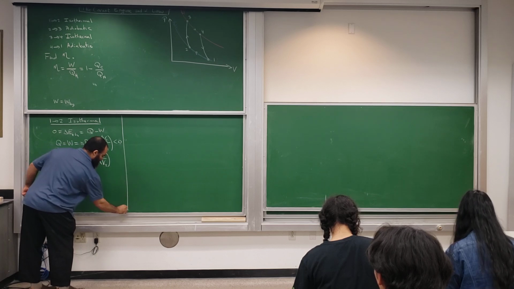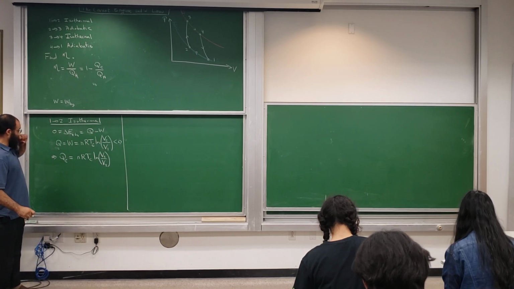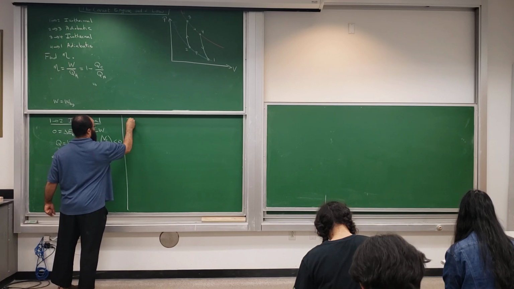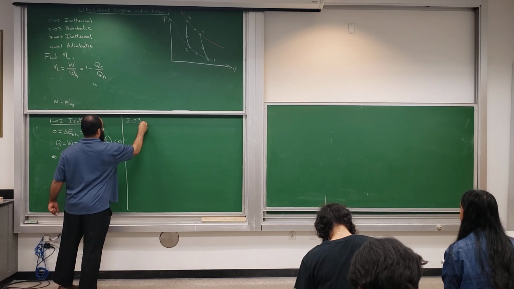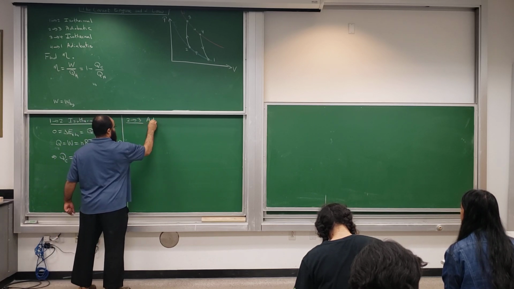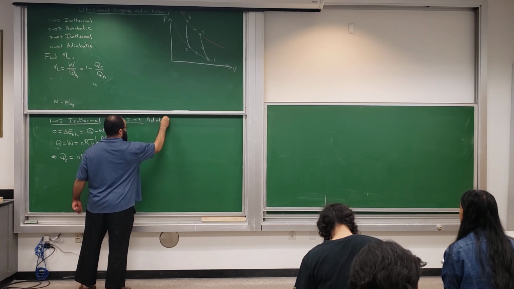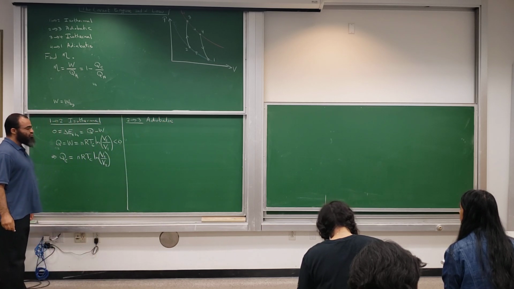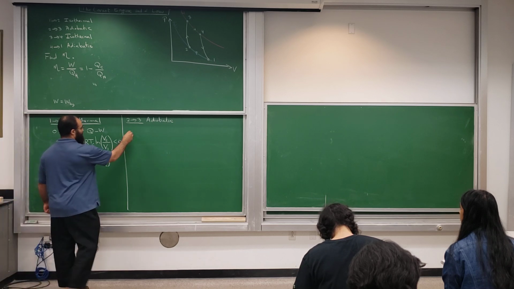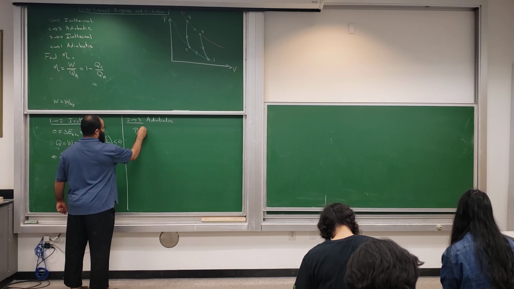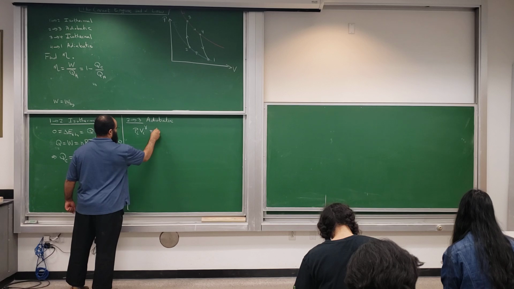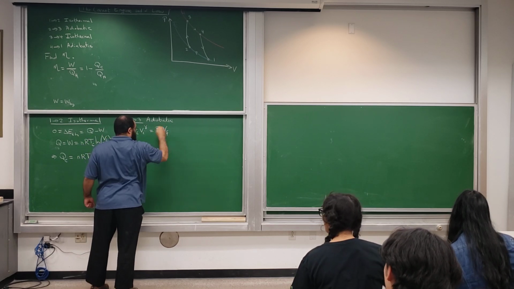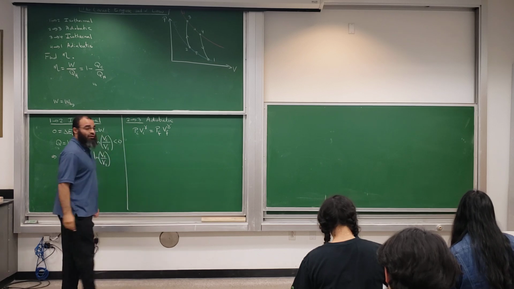Now, we're going to do the next process, which is from 2 to 3, which is adiabatic. For an adiabatic process, we know we have the following: P initial, V initial to the gamma, equals P final, V final to the gamma, right?